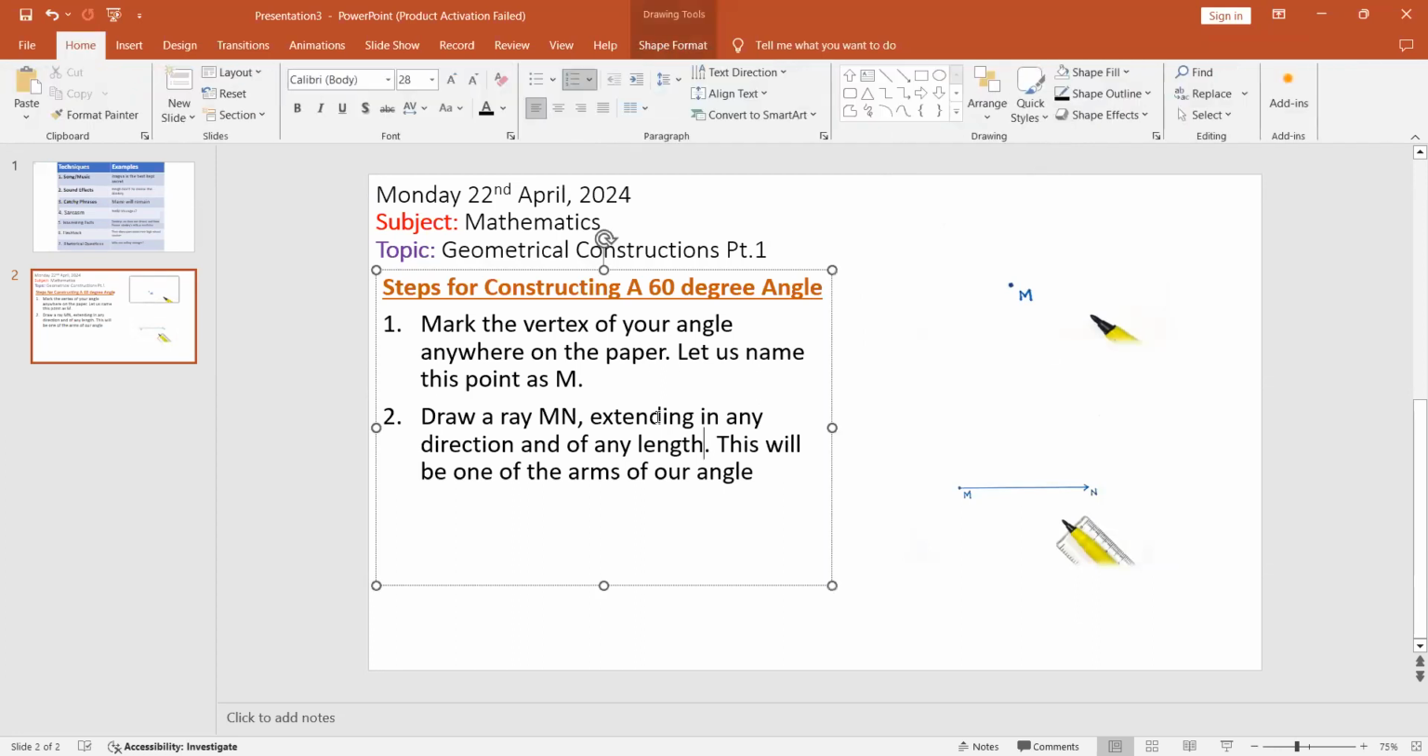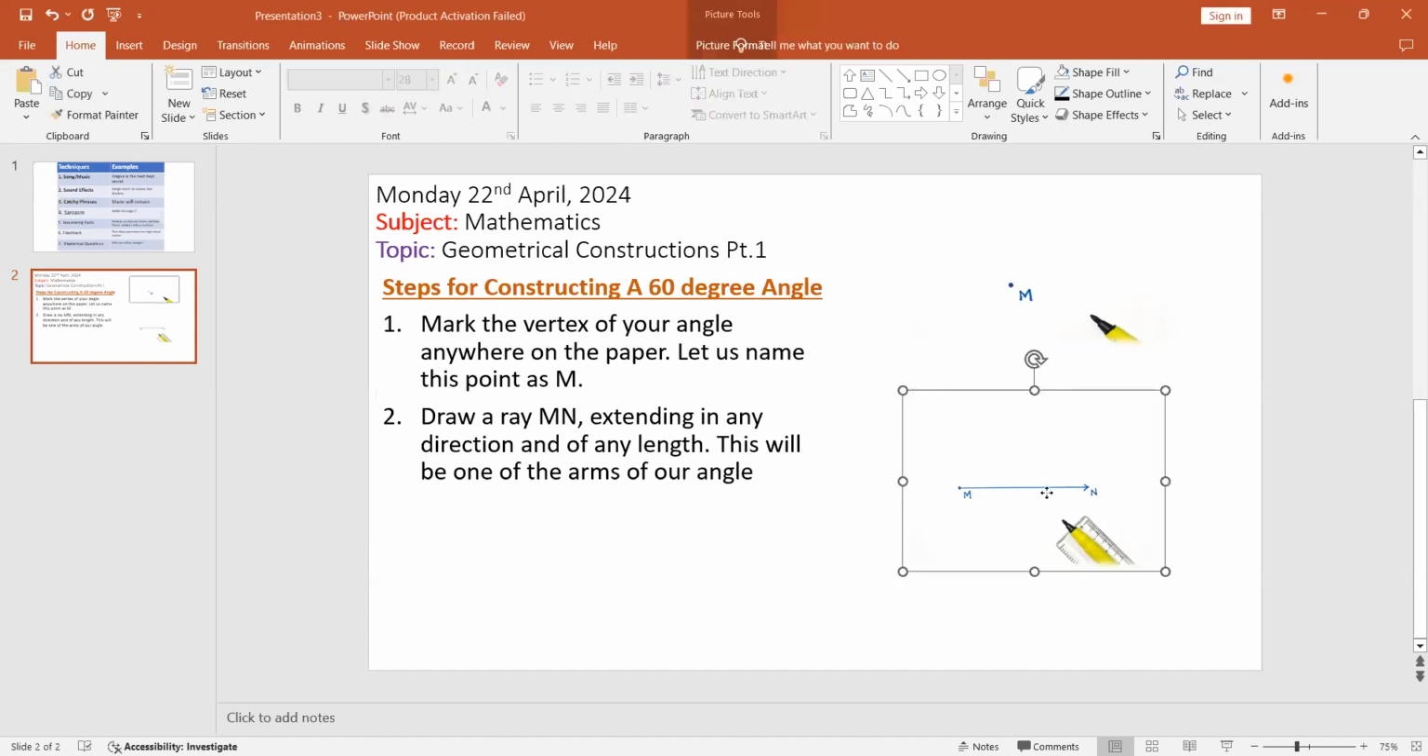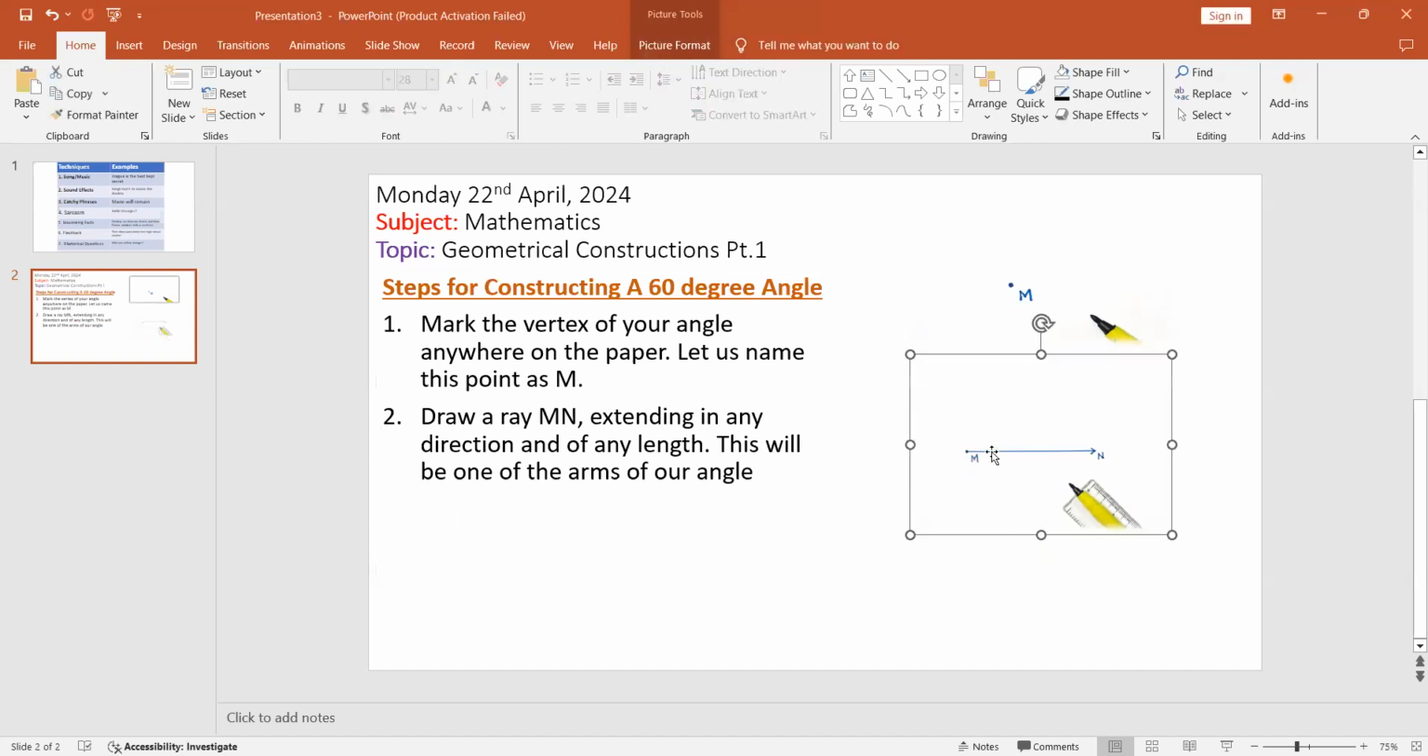All right, so the next thing that we're gonna do is, so the first thing we do is we put a point, right? The second thing that we're gonna do is we're gonna take that point and we're gonna draw a line to extend to form a ray, right? That would be the first side of the angle, okay?